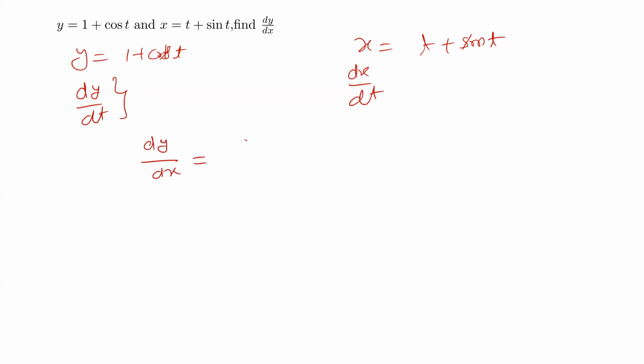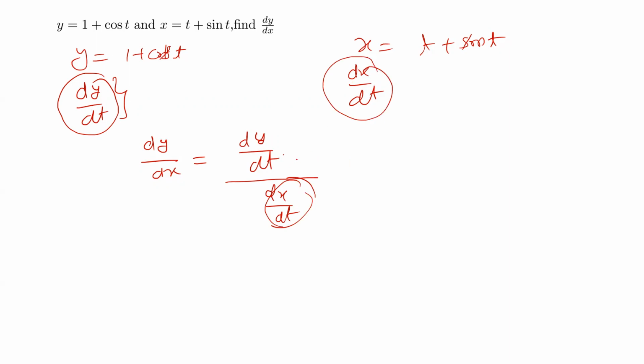We can also write it this way: dy/dt divided by dx/dt. So we find dy/dt and dx/dt, and then divide them. Then we'll get the final answer.